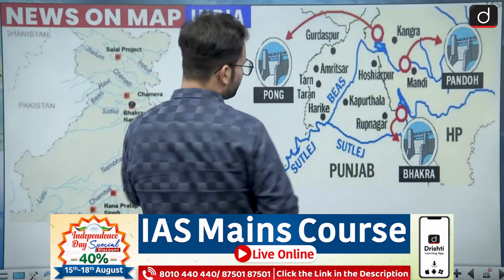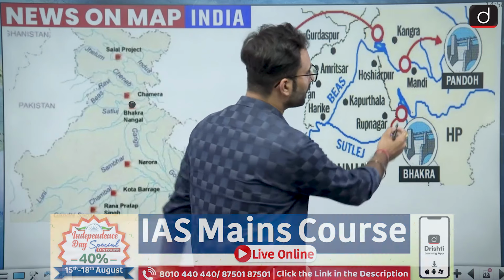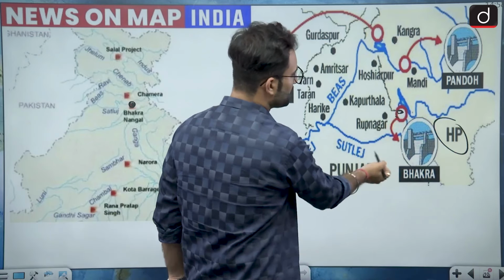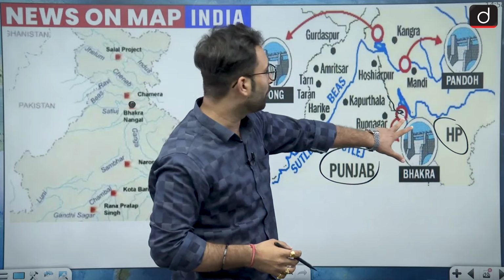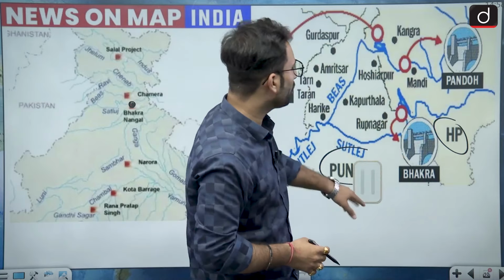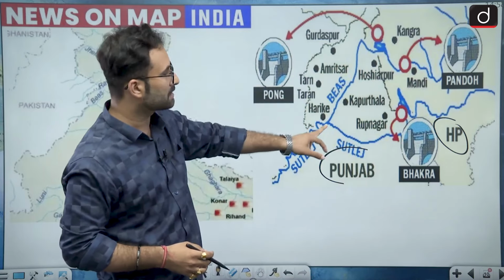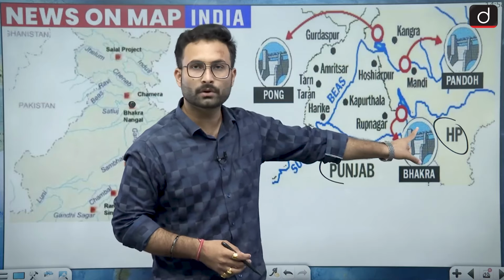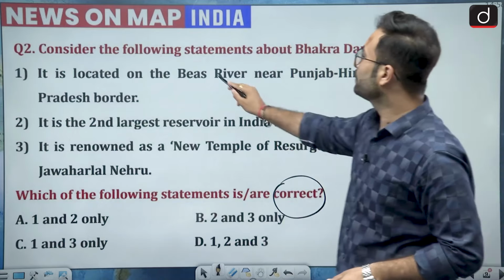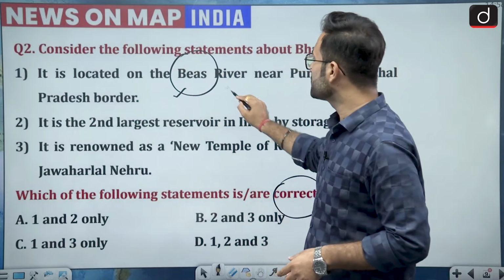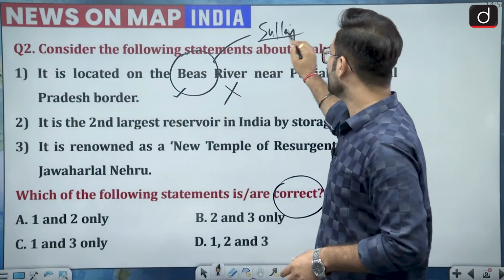Now when we are talking about the location of the Bhakra Dam, it is somewhere over here, and you know that this is Himachal Pradesh and this is the area of Punjab and this is the border. So basically you can say it is on the border. Second thing is, it is not on the Beas river. This is the Beas river, the upper side. It is on the Satluj river. So coming back to the statement, it has been talking about the Beas river, so this statement is incorrect because it is on the Satluj river. Okay, so that is there.